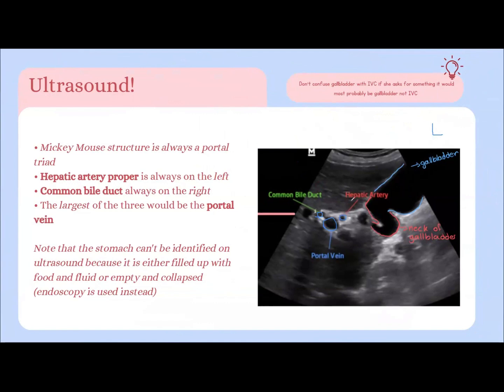So on the left, you will have the hepatic artery. On the right, you will have the common bile duct. This is literally 3 marks. Just memorize: on the right, common bile duct; on the left, hepatic artery, okay? And just know that the stomach cannot be seen on the ultrasound, either because it's filled up with food and fluid or because it's empty and collapsed, okay?